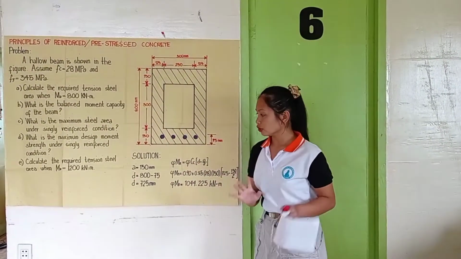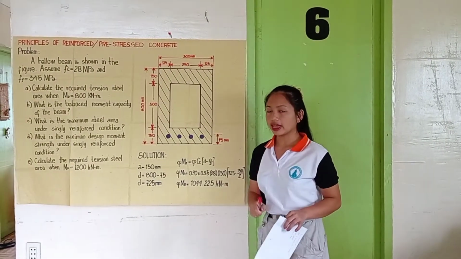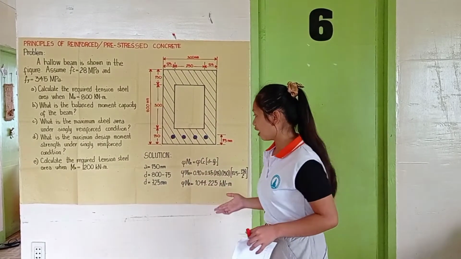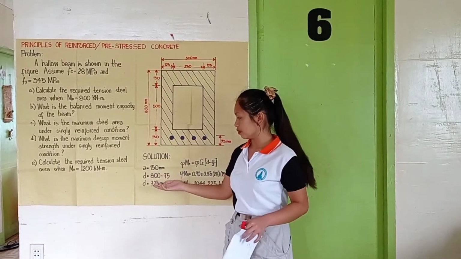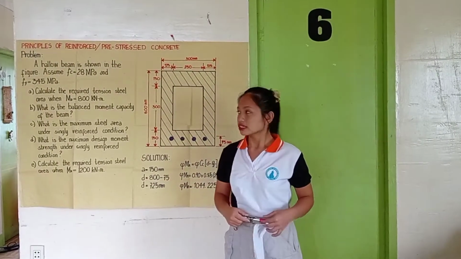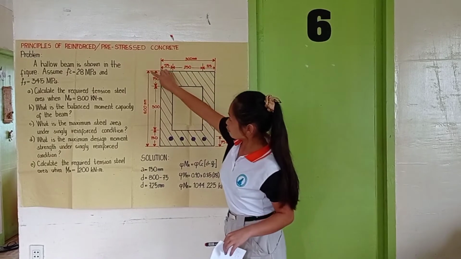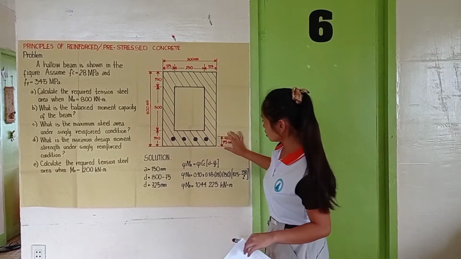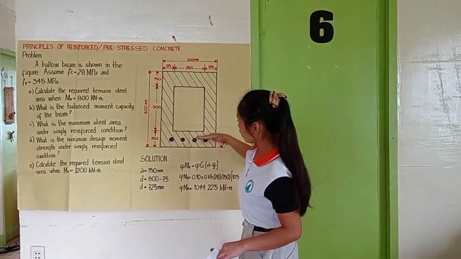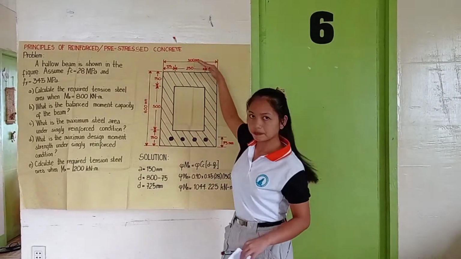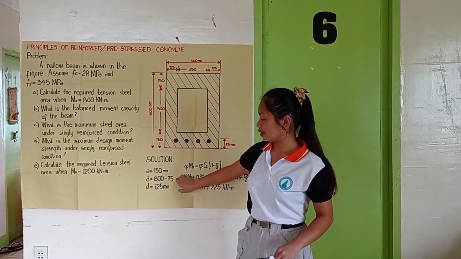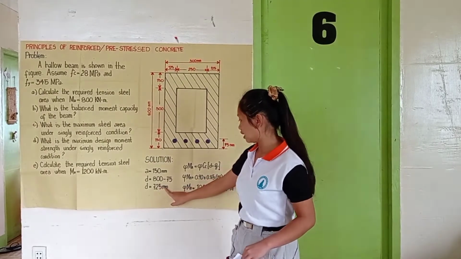So our first solution, to check whether A does not exceed 150 millimeters, let us solve when A is equal to 150 millimeters. So our D is equal to 800 minus 75, which means the full length 800 minus the 75 here. So we will only solve for our beam from this area up. So D is equal to 800 minus 75, which is equal to 725 millimeters.